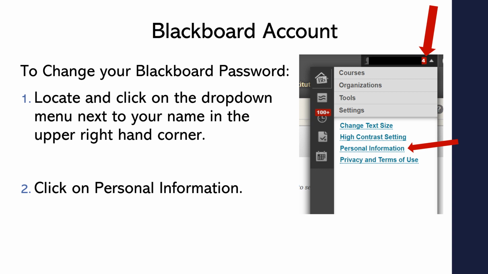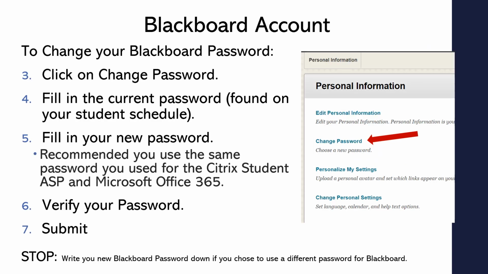To change your Blackboard password to your own unique password, go ahead and locate your account information in the upper right-hand corner. You should see your username up there. You can click on the drop-down menu next to your name in the upper right-hand corner, and from that drop-down menu, you need to click on Personal Information. Now click on the link to change password.